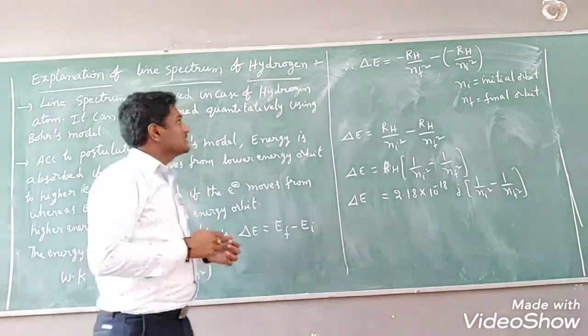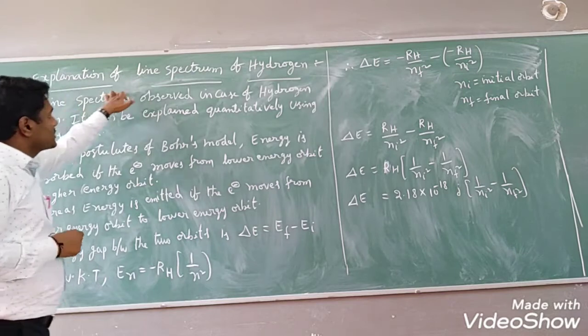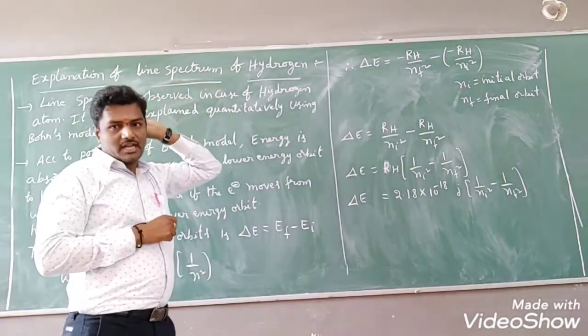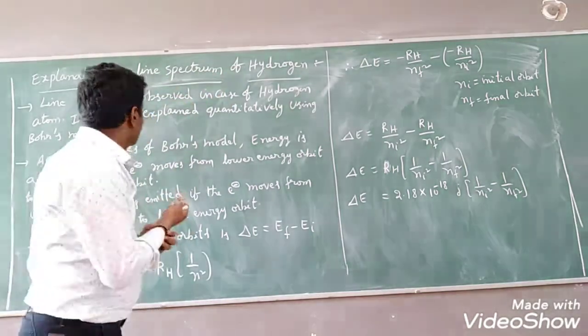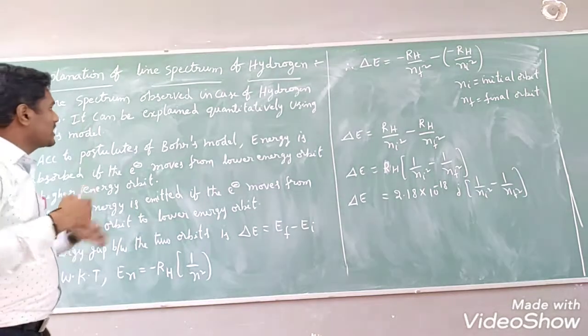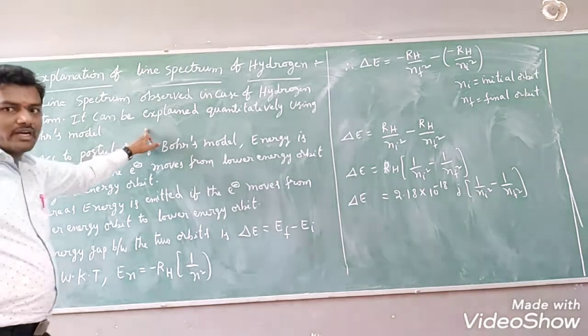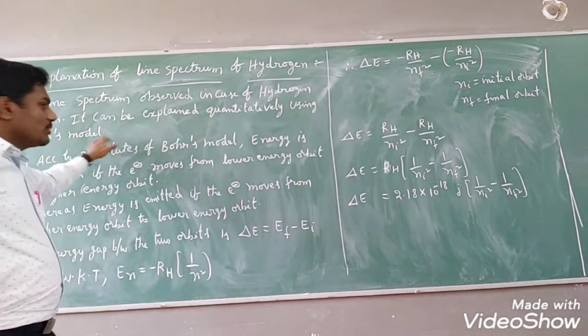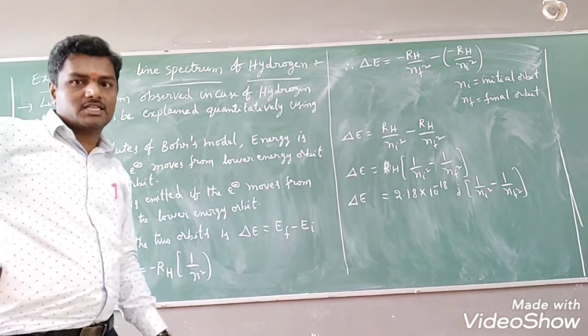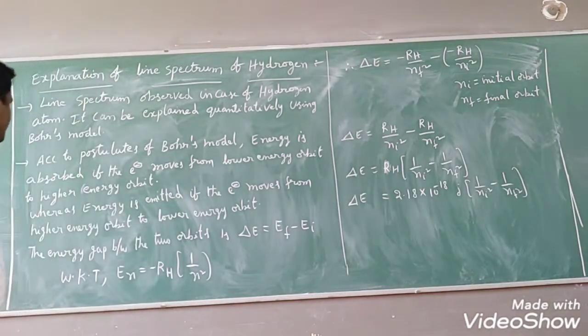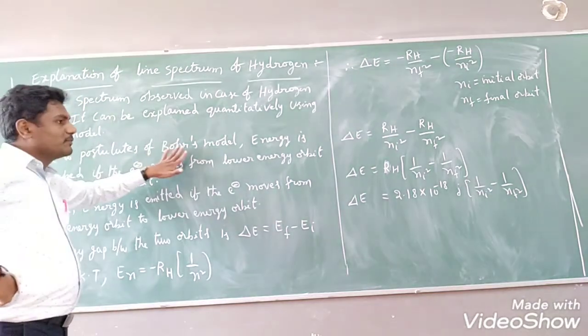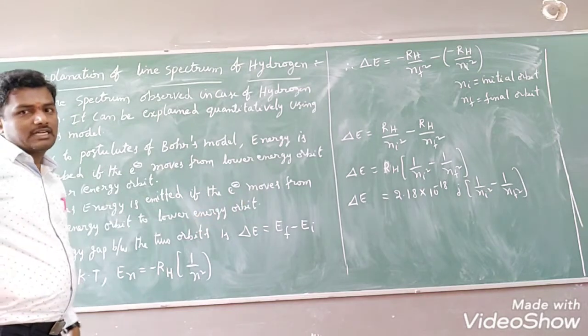Let us see, students, the explanation of the line spectrum of the hydrogen atom that we are going to discuss now. The line spectrum generally observed in the case of the hydrogen atom can be explained quantitatively using Bohr's model. Already we have seen Bohr's model. So according to the postulates of Bohr's model only, we are going to discuss now.